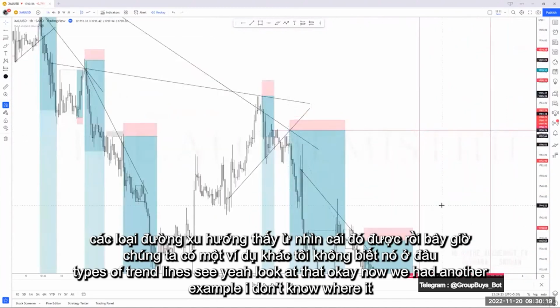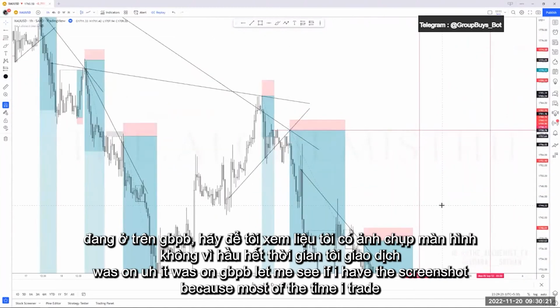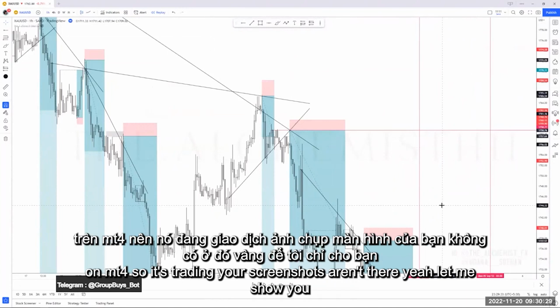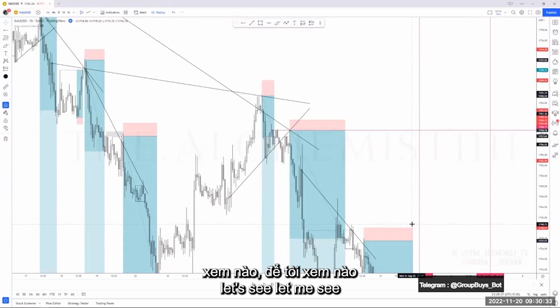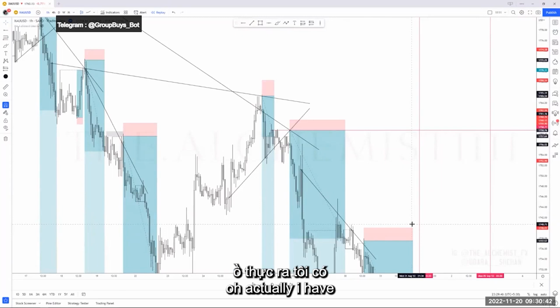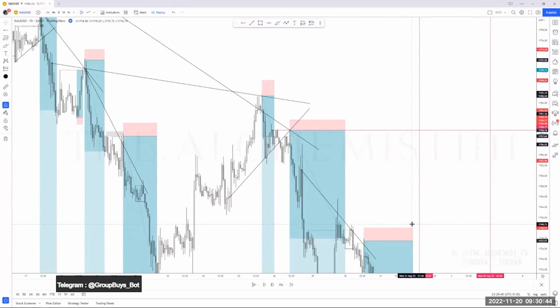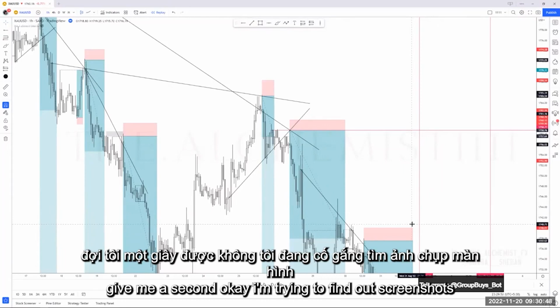Okay, now we had another example. I don't know where it was. It was on GBP/USD. Let me see if I have the screenshot. Because most of the time I trade on MT4, so the screenshots aren't there. Let me show you. Oh, actually, I have. Give me a second, okay? I'm trying to find the screenshots.